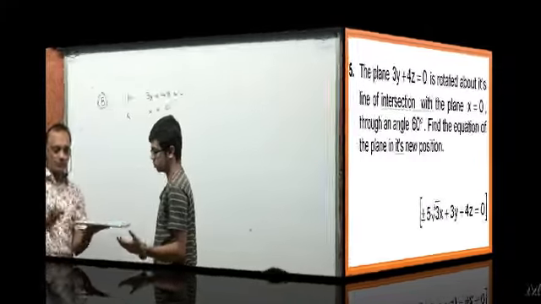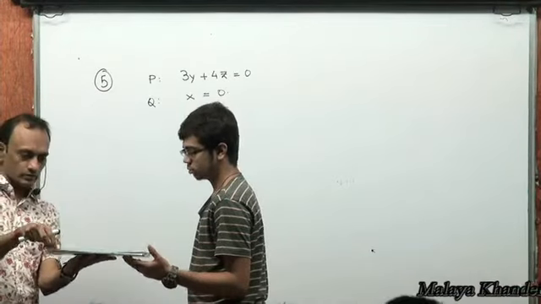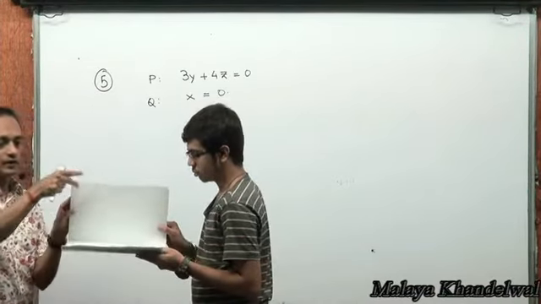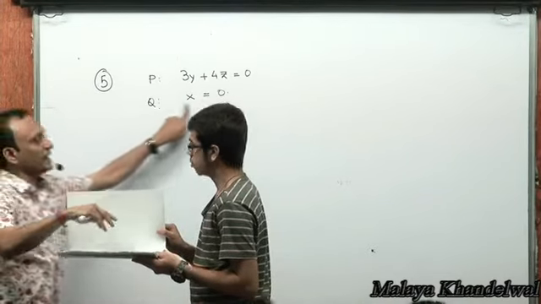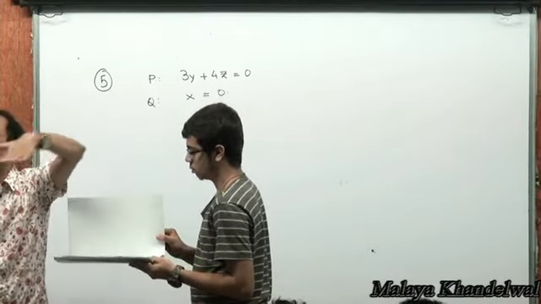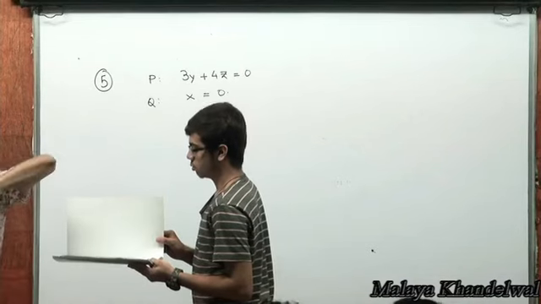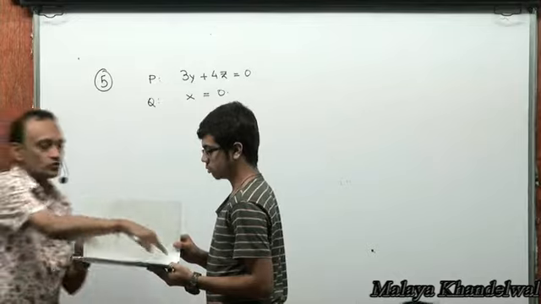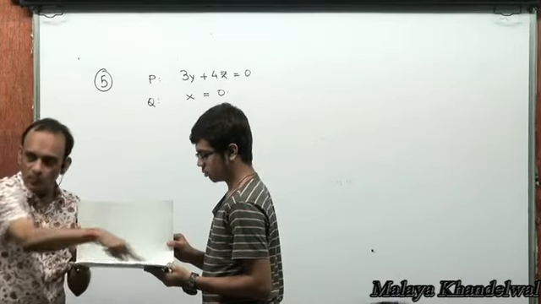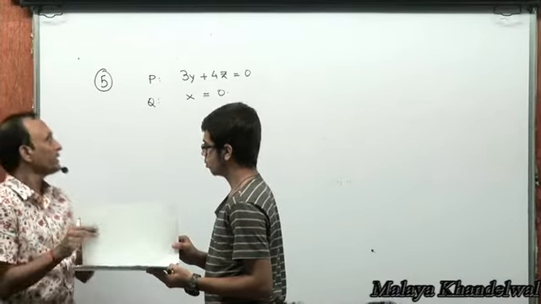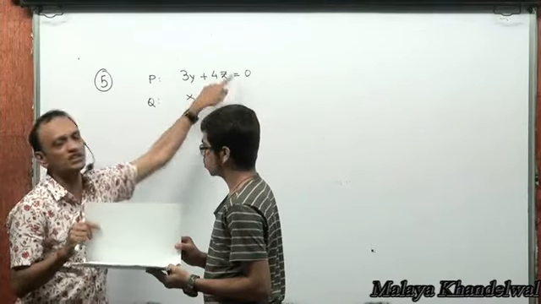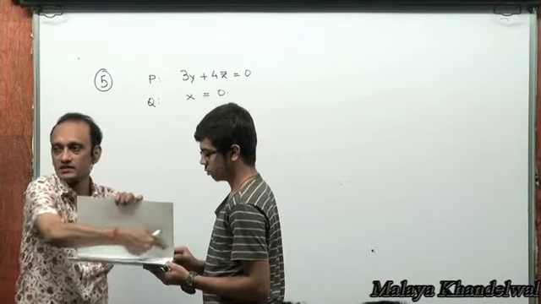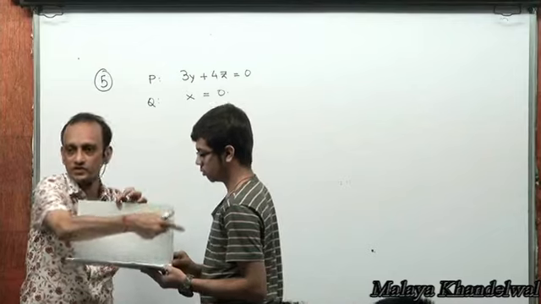So the next problem is about two planes. Hold it like this. There is a plane x equal to 0. The x equal to 0 is the yz plane, isn't it? Every point on the yz plane has x coordinate 0. So let's say the horizontal plane is the yz plane. And there is a plane 3y plus 4z equal to 0. Let me call this plane P. This is the plane 3y plus 4z equal to 0.